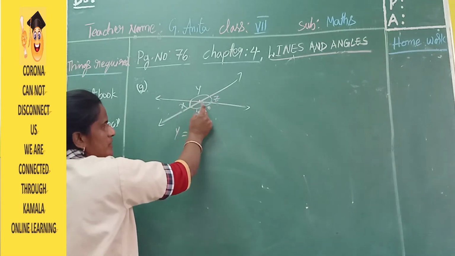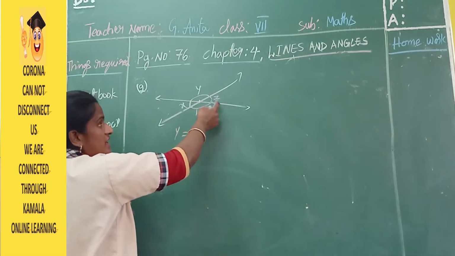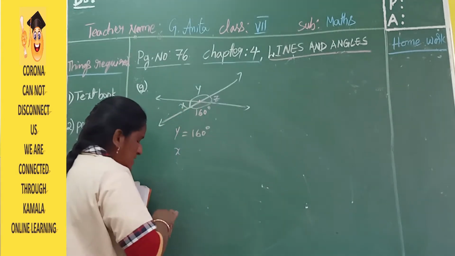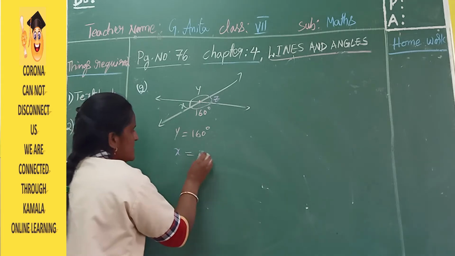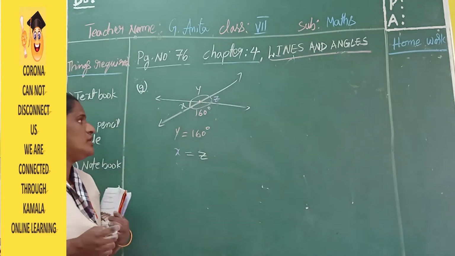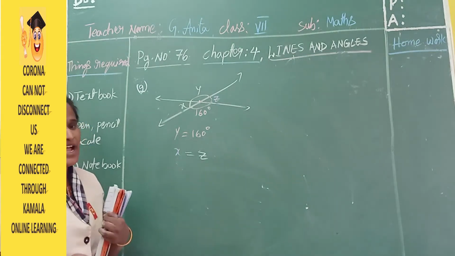They both are vertically opposite and the common vertex is there, and they both are opposite to each other. So that's why angle x is equal to angle z. But we also want the x and z values. So how can you find x and z values?